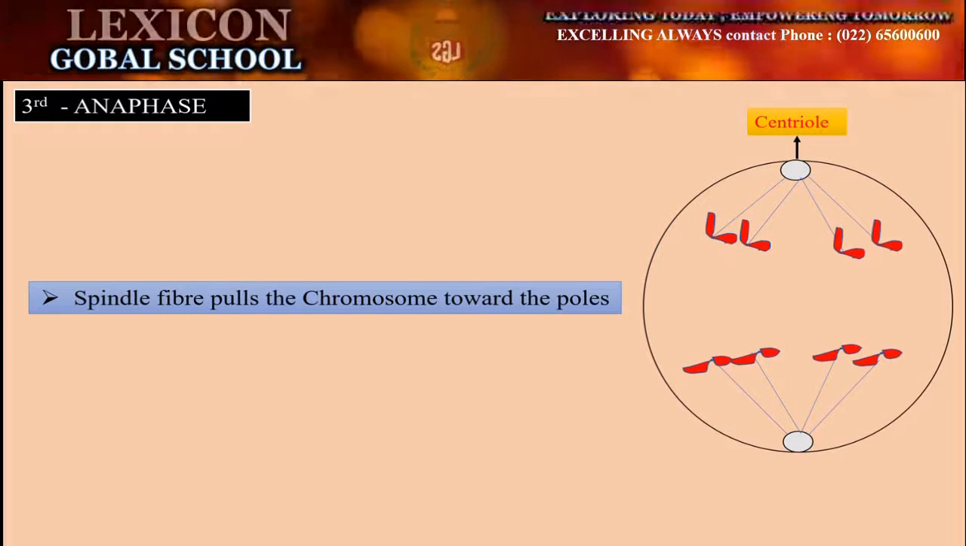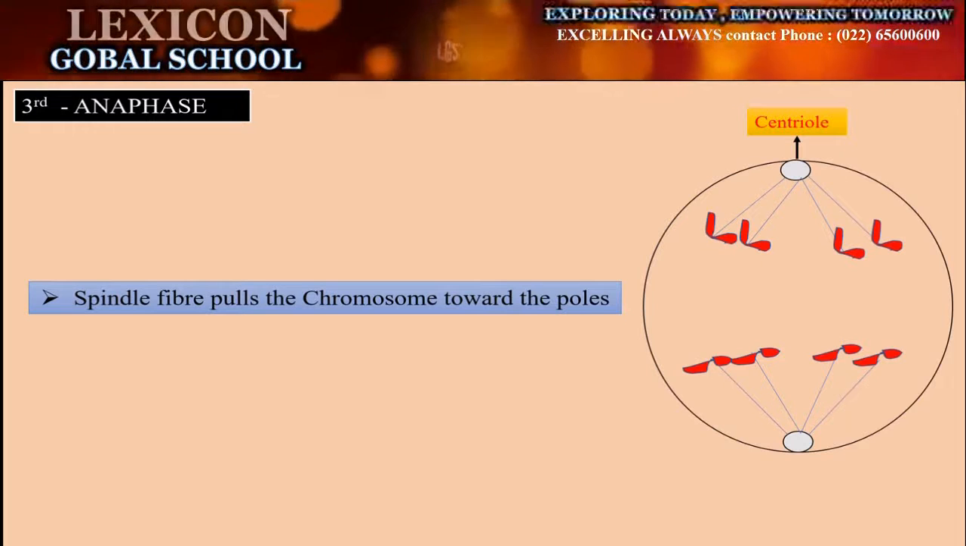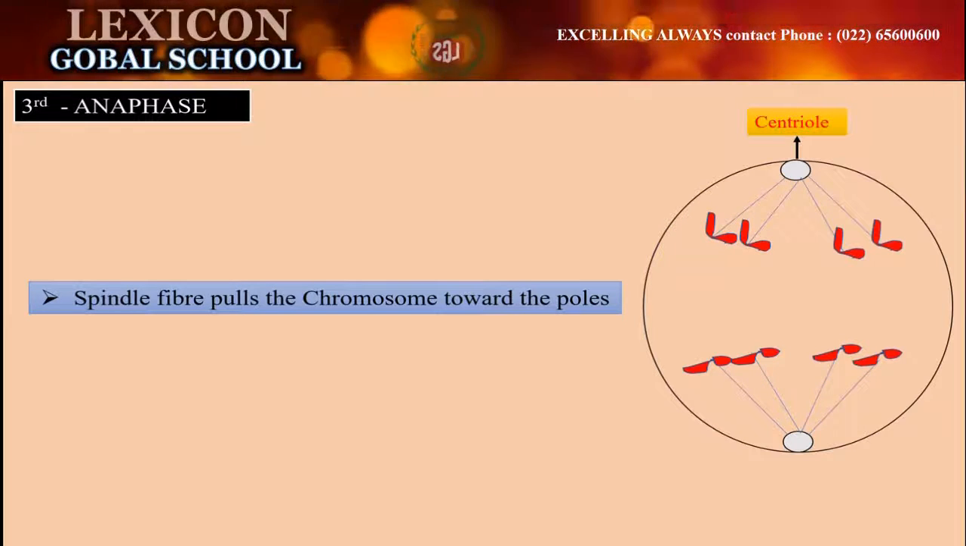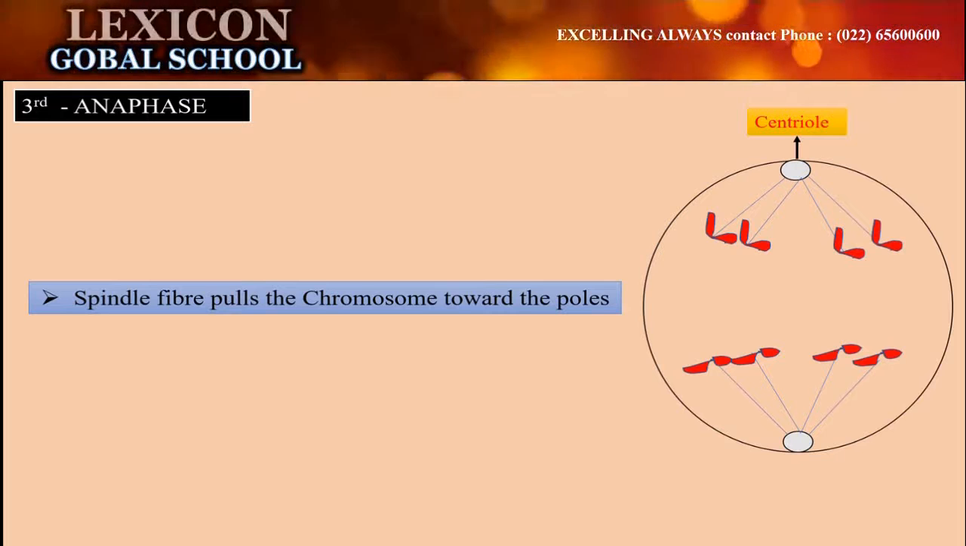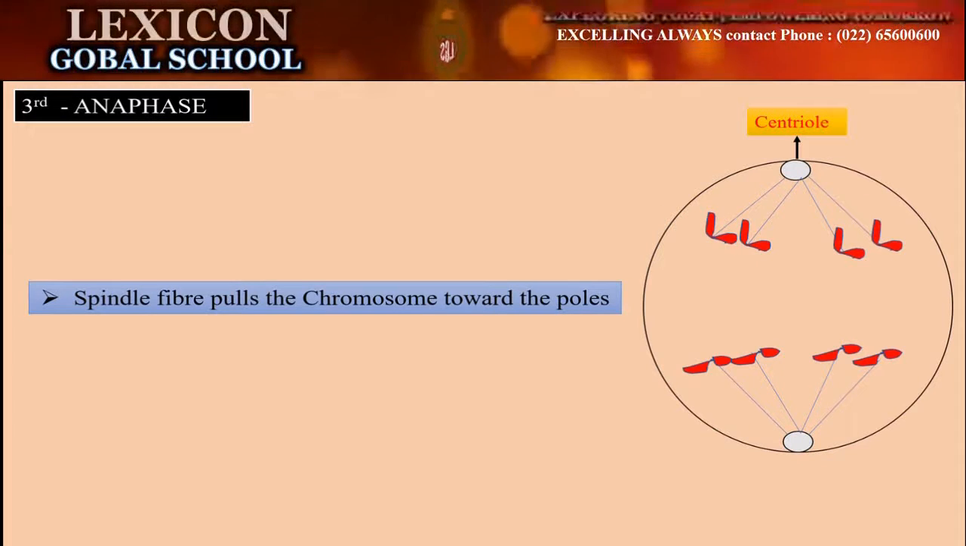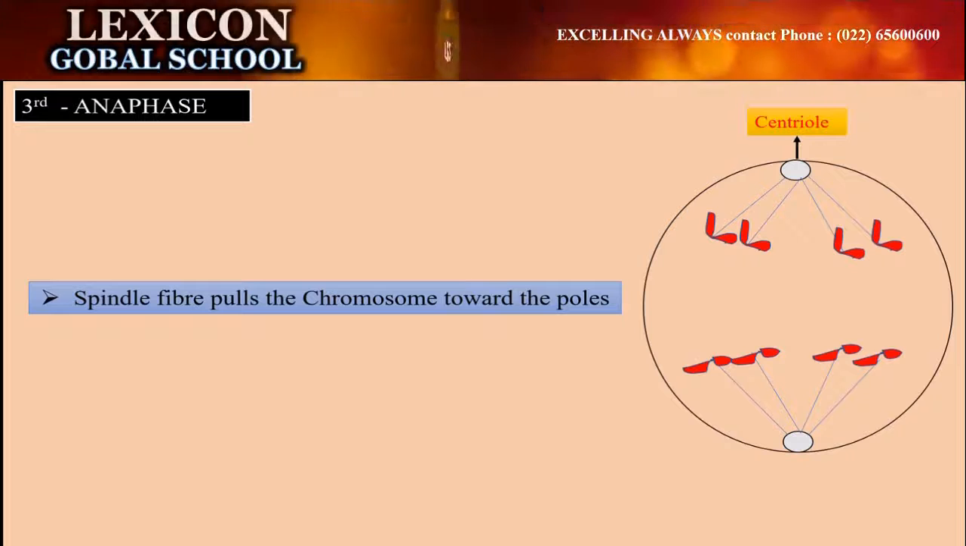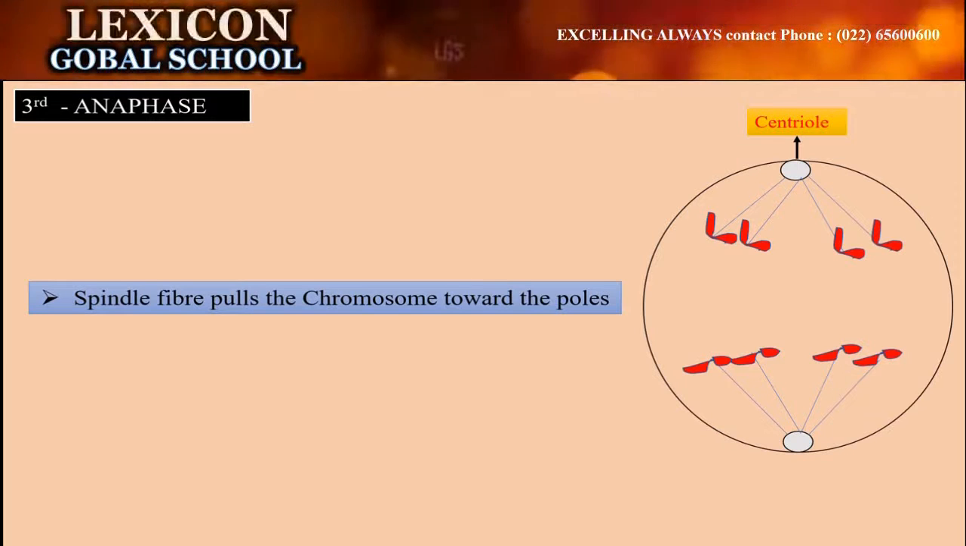So spindle fibers pull the chromosomes towards the poles, and this is how the chromosomes look. The upper part goes to the upper pole and the lower part goes to the lower pole, and the two chromatids are separated from the centromere. When they get separated, that is the end of anaphase, and then begins telophase.